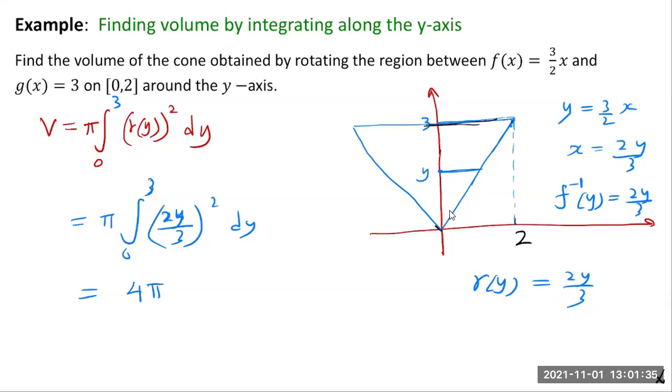All right, this is an example where you need to do the integration along the y-axis, not along the x-axis. In that case, you need to change the variable to y. So you need to figure out what is your r of y, the radius in terms of y, in that case. All right, let's move on.